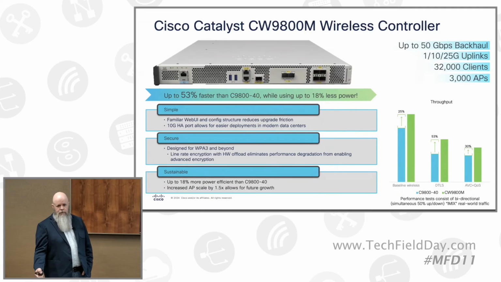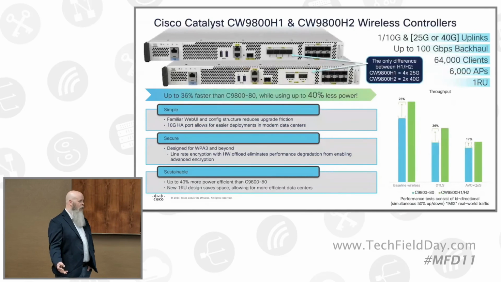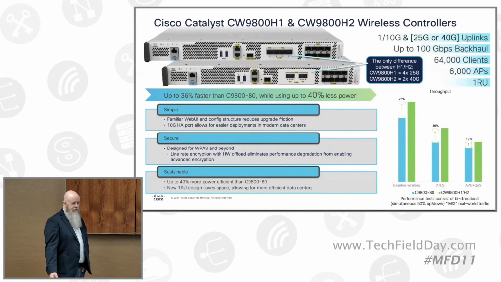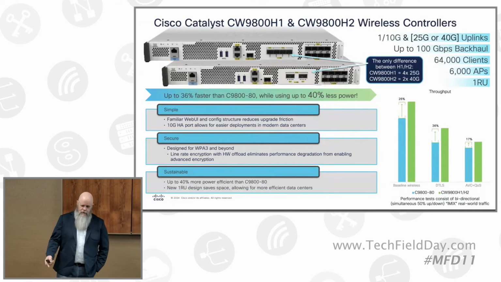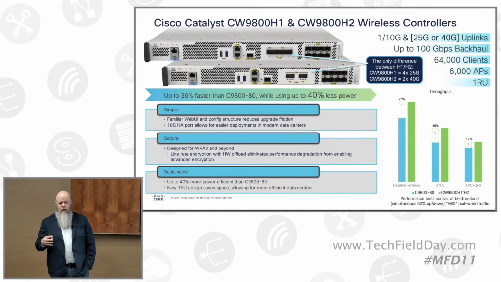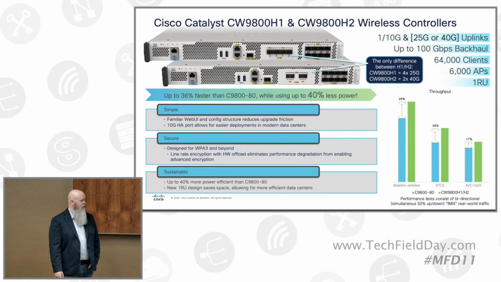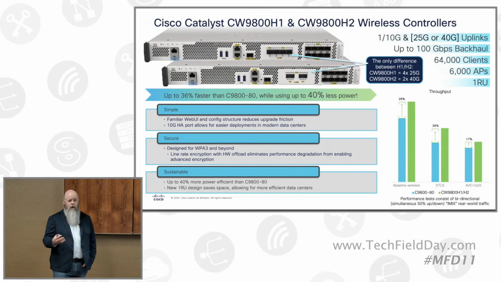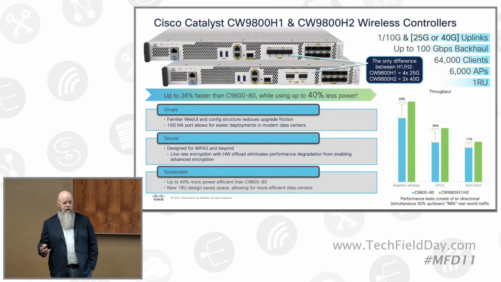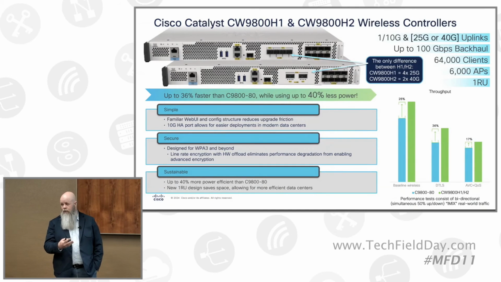The other 2 controllers, the big boys, the CW9800H1 and H2, are very similar to one another. They have more capability, so you can see up to 100 gig per second of backhaul. Each of them has 1/10 gig ports, as well as either a 25 or a 40 gig uplink port. And that's the difference between the H1 and the H2. That's the only difference between the H1 and the H2: the physical uplink ports.